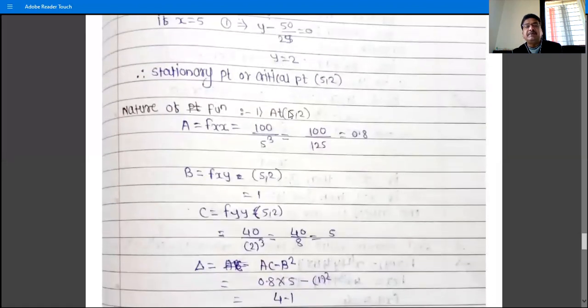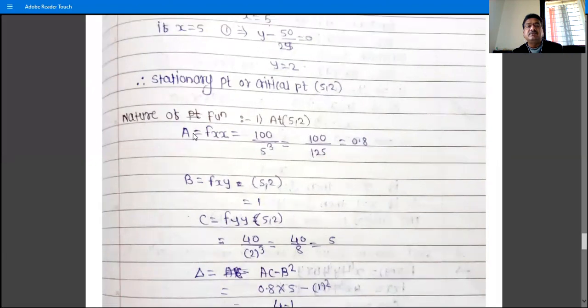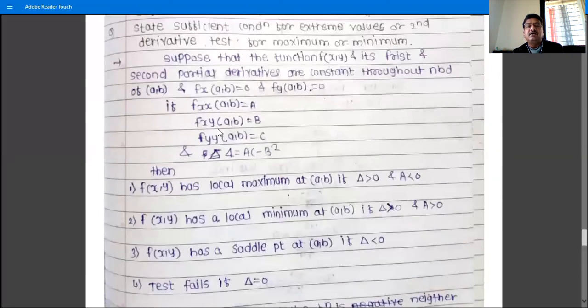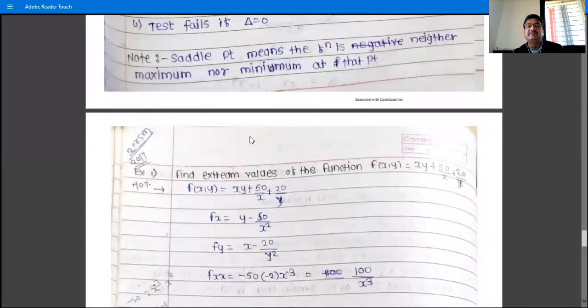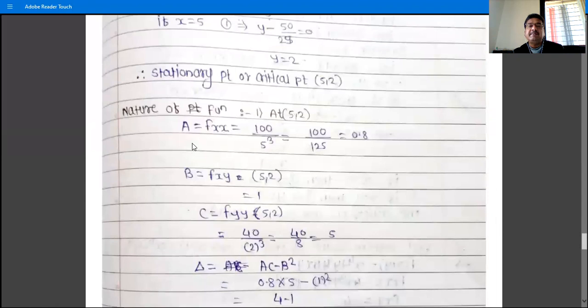Now the nature of the function at that point, (5, 2). How can we determine the nature of the function? fx equal to 0 and fy equal to 0 gives the stationary point. Now find the values of capital A, capital B, capital C, and delta. So what is capital A? It is fxx at the point (5, 2).